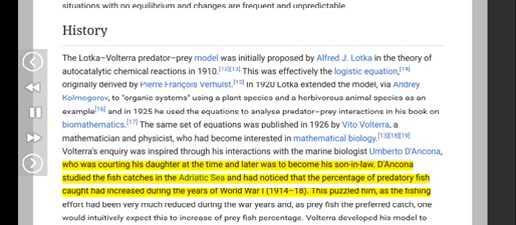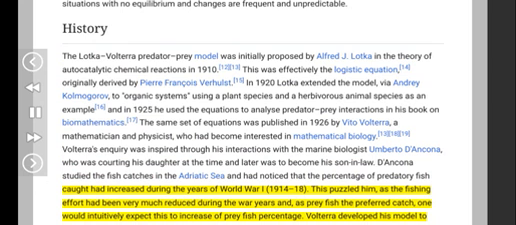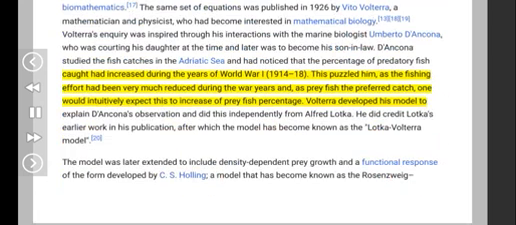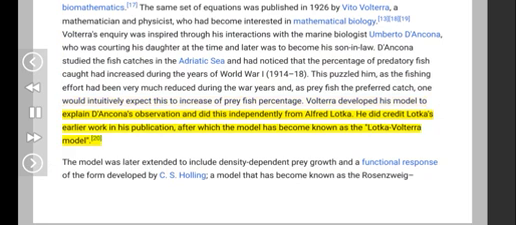D'Ancona studied the fish catches in the Adriatic Sea and had noticed that the percentage of predatory fish caught had increased during the years of World War I, 1914-18. This puzzled him, as the fishing effort had been very much reduced during the war years and, as prey fish were the preferred catch, one would intuitively expect this to increase the prey fish percentage. Volterra developed his model to explain d'Ancona's observation and did this independently from Alfred Lotka. He did credit Lotka's earlier work in his publication, after which the model has become known as the Lotka-Volterra model.